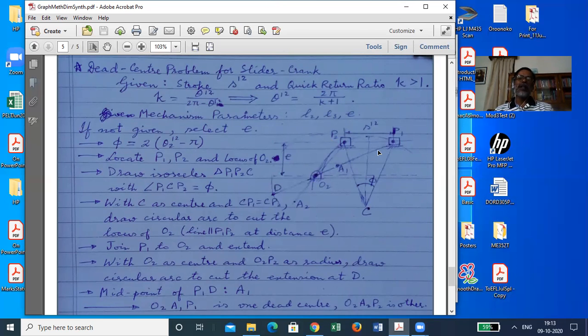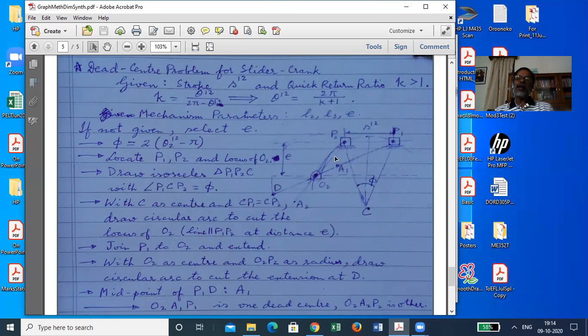So together it is twice L3. So you bisect it to get it here. So this is L3, and therefore this is L2. Now you have got A1. So join P1 to O2 and extend, with O2 as center and O2 P2 as radius, draw a circular arc to cut the extension at D. The midpoint of P1 D gives you A1, and O2 A1 P1 is one dead center. So O2 A2 P2 will be the other dead center.